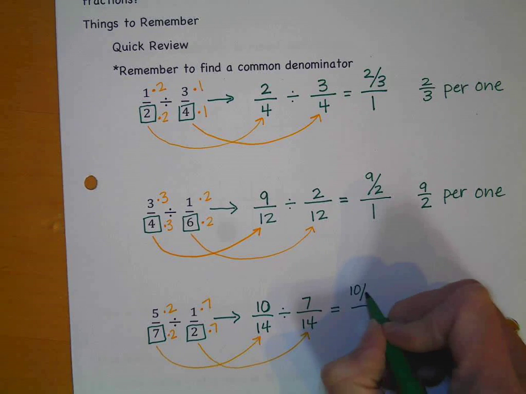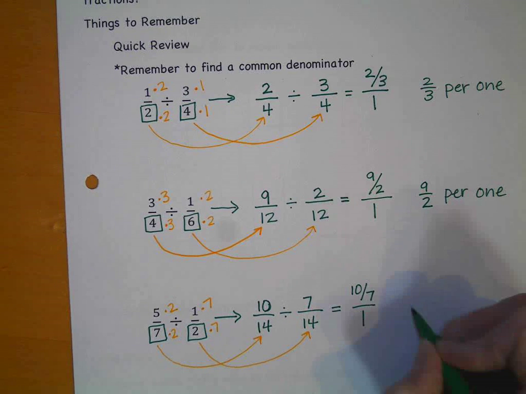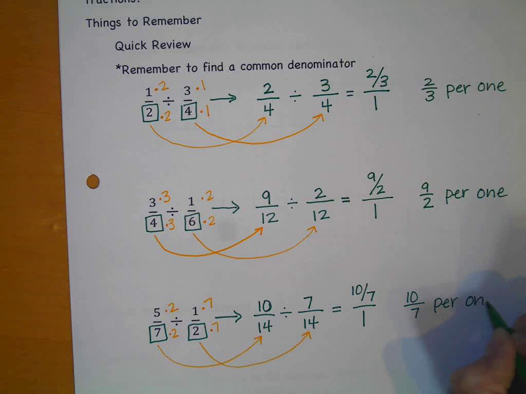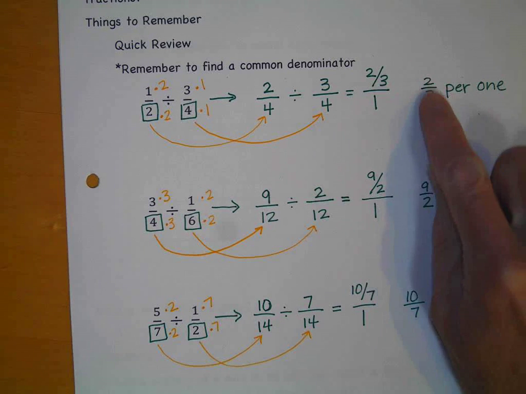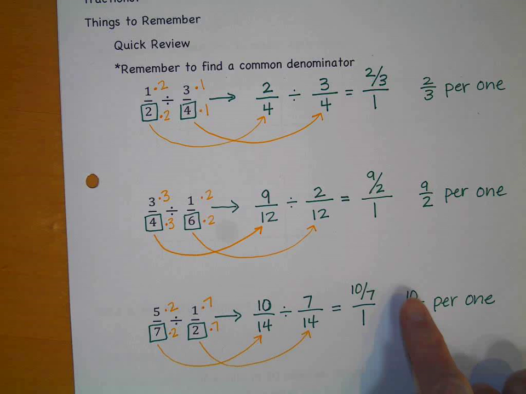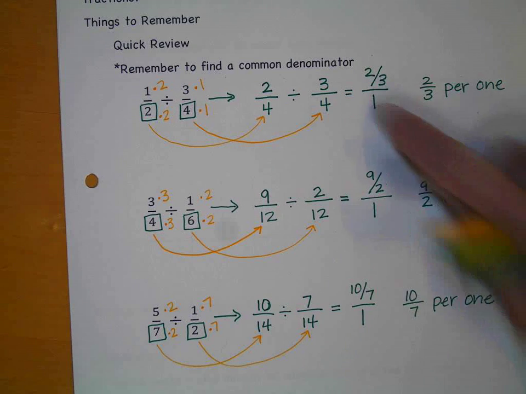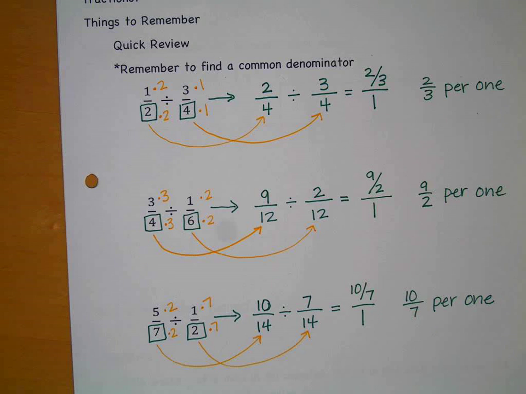So 10 divided by 7 is 10 divided by 7. 14 divided by 14 is 1. So my answer is 10/7 per 1. And remember, all 3 of these are unit rates because a unit rate means per 1. So this one is 2/3, this one is 9/2, and this one is 10/7. And now I have turned all of those into unit rates because they're all per 1. Per 1, per 1, and we're all good to go.